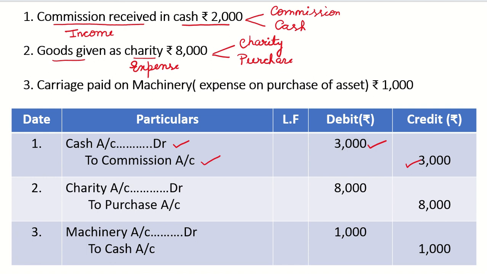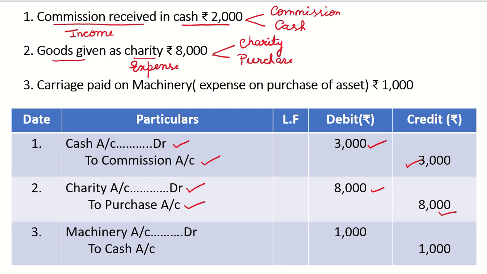Now charity is an expense. What does our nominal account rule say? Debit all the expenses and losses. So charity is an expense, so it will be debited, and the purchase account will be credited because goods are going out, of rupees 8000. Fine. So what is the next entry?